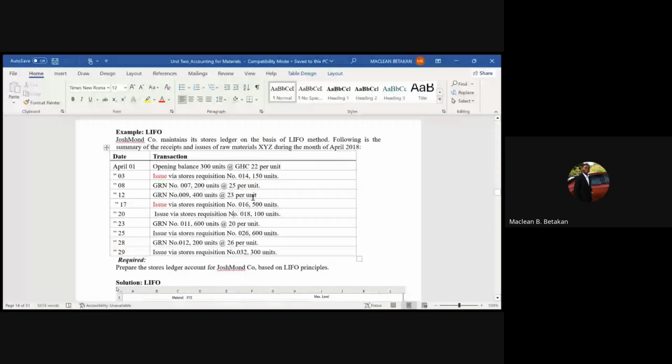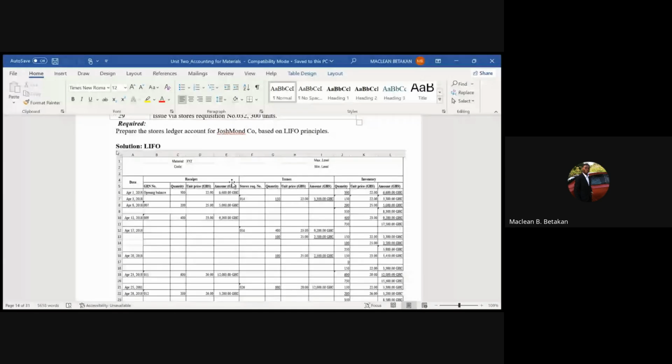Then the next transaction was a receipt. We received 200 units at 25 cedis. As for the receipt side, in all the methods, it has not changed. It's the same thing. But it's the issue side that every method has its own way of issuing. So the receipt of 200 units is still here. We will send it to the stores or to the inventory, which is 200 times 25. Then we add 200 to 150, you get 350 units.